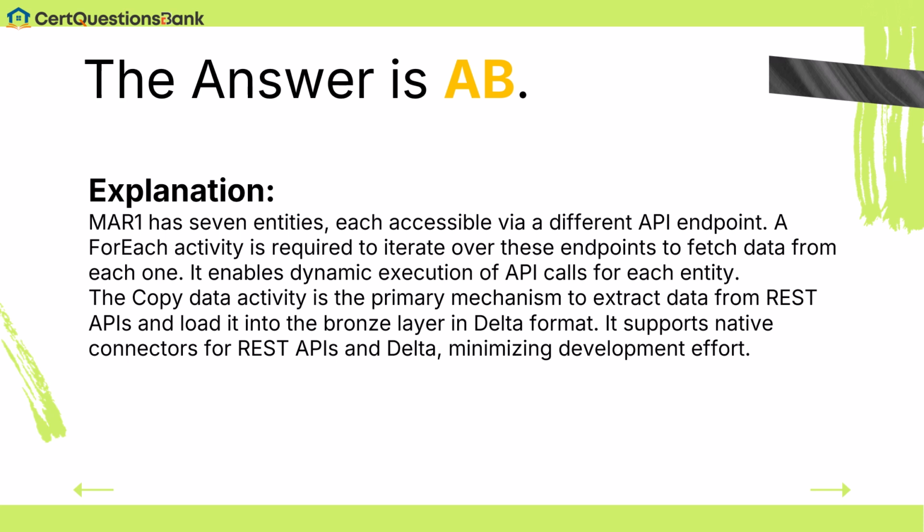MAR1 has 7 entities, each accessible via a different API endpoint. A for each activity is required to iterate over these endpoints to fetch data from each one. It enables dynamic execution of API calls for each entity. The copy data activity is the primary mechanism to extract data from REST APIs and load it into the bronze layer in Delta format. It supports native connectors for REST APIs and Delta, minimizing development effort.